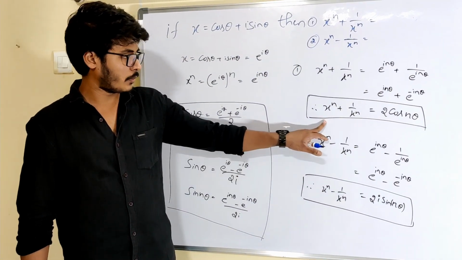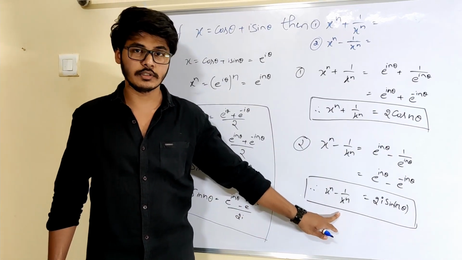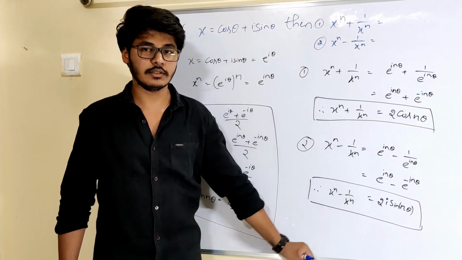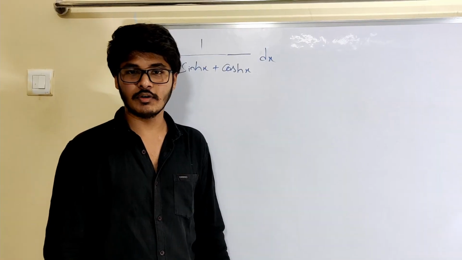So x power n plus 1 by x power n is equal to 2 cos n theta, and x power n minus 1 by x power n is equal to 2i sin n theta. This is the solution for our required question. Now we will see one more question.